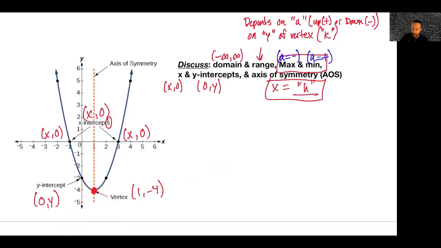Either way, that max or min will always be at the vertex. And you can give me the x and the y so I know the exact place the max or min is at, or you could even just give me what the min or max is as a y value. Okay, it just depends on how they ask the question. If you want to play it safe, give me the exact point.